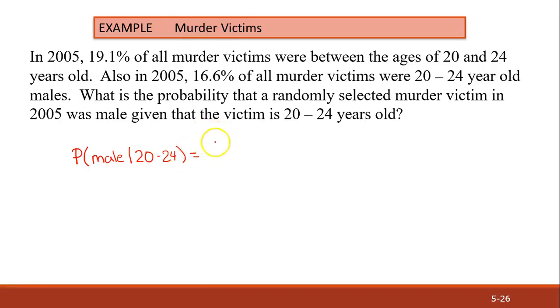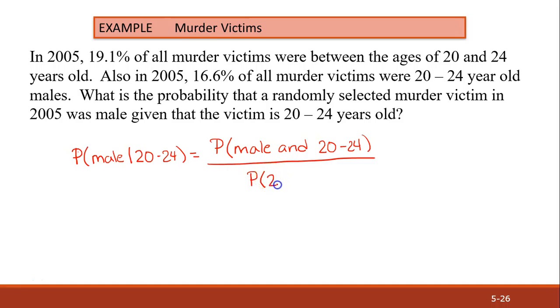And this is how we find it. We are going to take the probability that they're male and their age is 20 to 24, and divide it by the probability that they are 20 to 24. And that is how you would find the probability that a randomly selected murder victim was male, given that the victim is 20 to 24 years old.